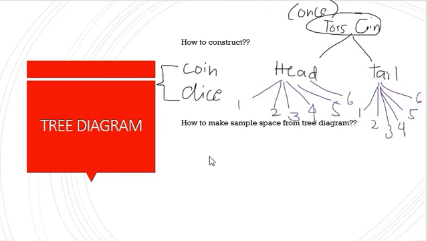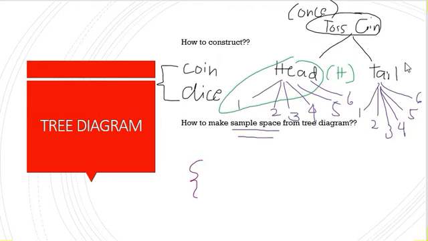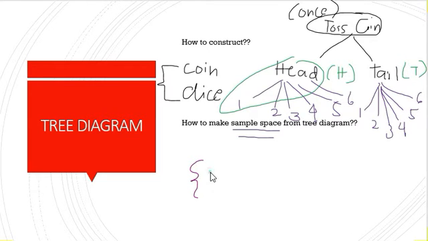So now the question is, how do we make the sample space? The sample space is the set of all possible outcomes. So we're going to write it in set notation. When you talk about set notation, the entire data is enclosed by braces. The first possible outcome is head and then 1. We're going to use H for head and T for tail. So the first outcome is H1.